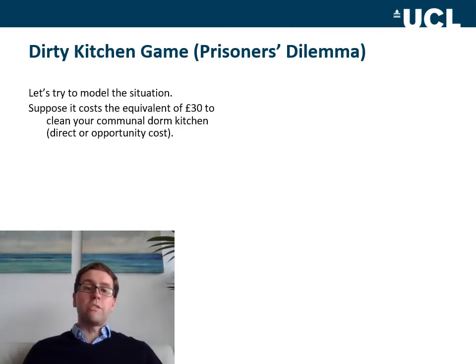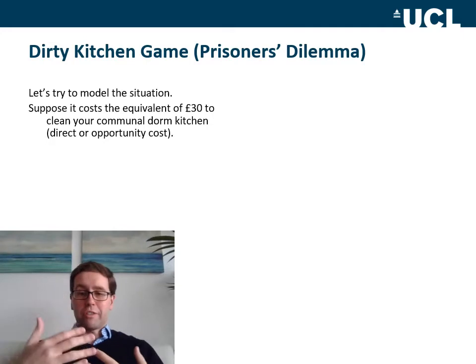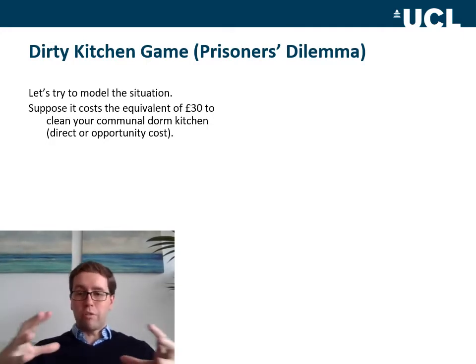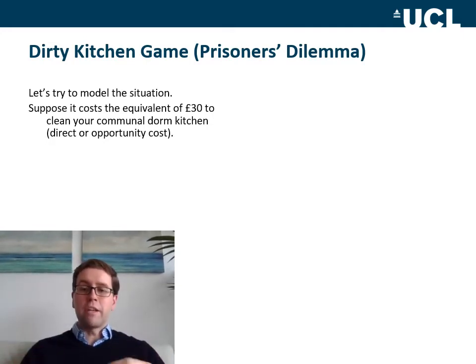Let's say it costs the equivalent of £30 to clean your communal kitchen, and let's say there's only the two of us involved. So let's say the flat is only a two-person flat, but you had a lot of people over, but the two of you have to decide what to do next. And let's say it costs the equivalent of £30 to get it cleaned up. So this can be an indirect cost, so we could pay a cleaner £30 to clean up the kitchen.